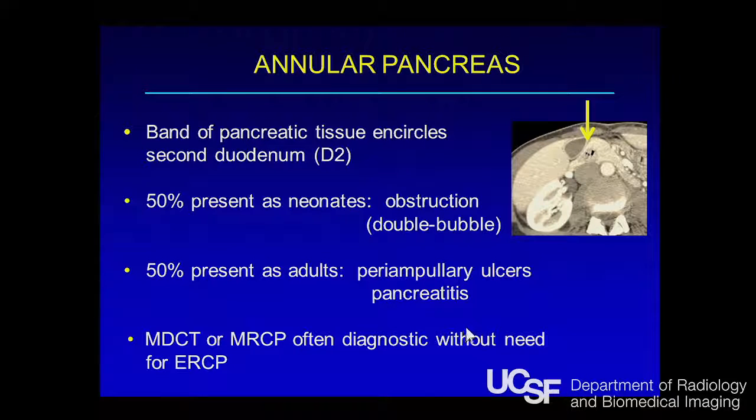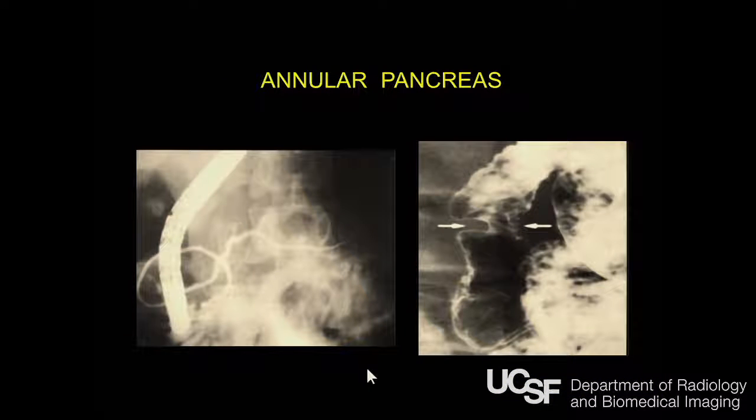The second congenital anomaly is annular pancreas, and this is where you have a persistent band of pancreatic tissue that encircles the second duodenum. Now, half of patients will present in the neonatal period with the classic double bubble sign and obstruction, but half will present as adults, typically either with pancreatitis or ulceration in the periampullary area. And again, multi-detector CT or MRCP can often diagnose annular pancreas, and you don't need ERCP. You should be familiar with the appearance on ERCP, though, because it's pretty classic.